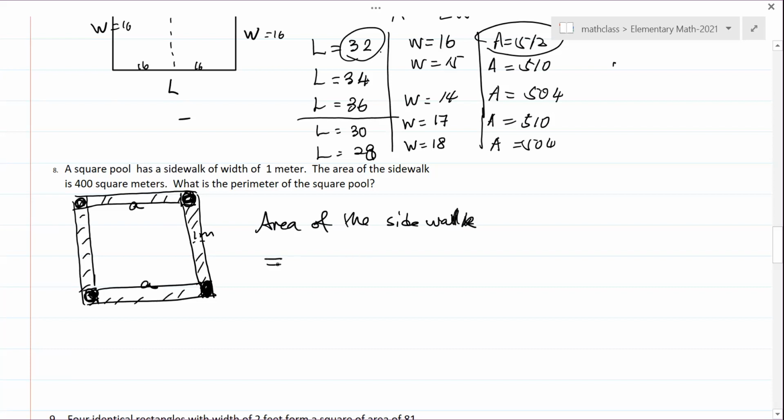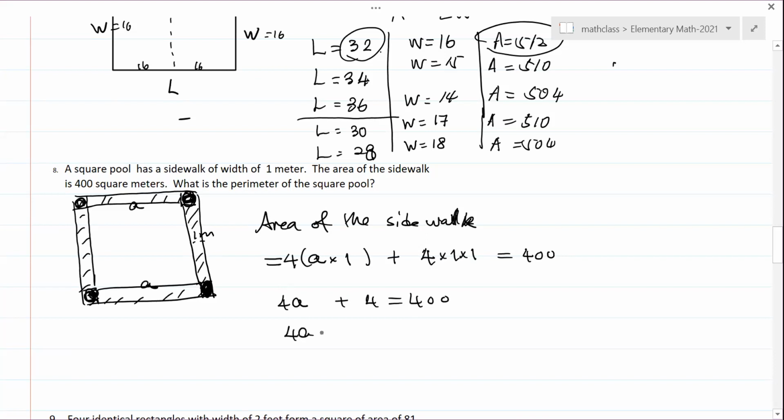The area of the sidewalk consists of four rectangles. Each rectangle has area A times 1, and there are four of them, right? And plus the area of the four square corners. So it's going to be 4A plus 4 times 1 times 1, and that should be equal to 400. Okay. So from here, I can get A.